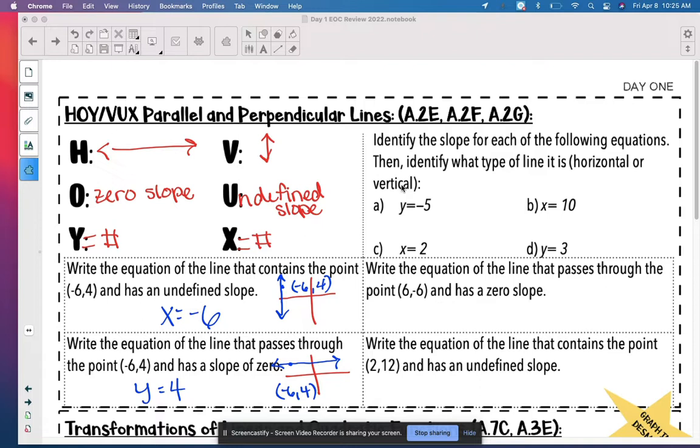Next problem, we need to identify the slope for each of the following equations. Then identify what type of line it is. Is it going to be horizontal, vertical, whatever? So, using our handy dandy chart on the left side of the paper, if y equals a number, this is going to be a horizontal line. So we have horizontal line and 0 slope.